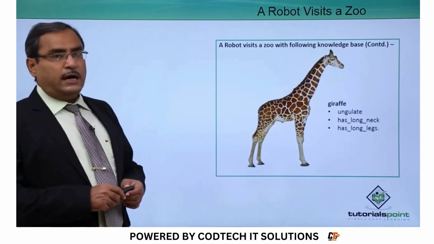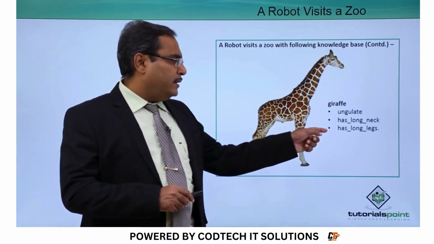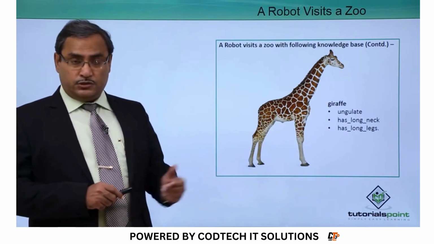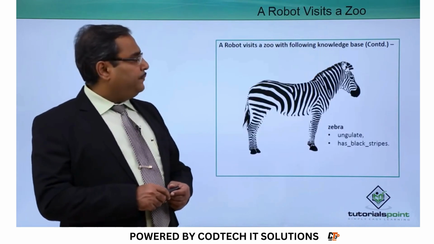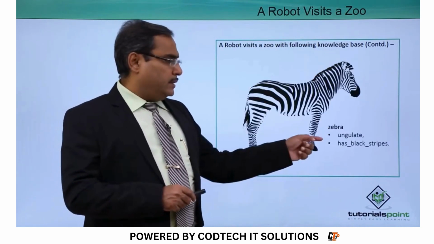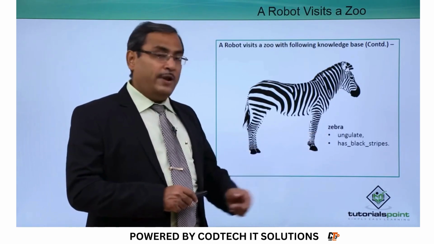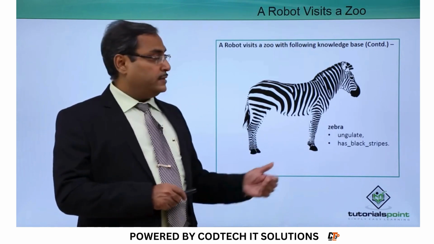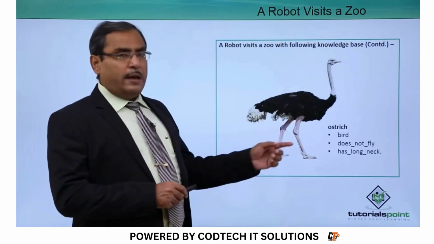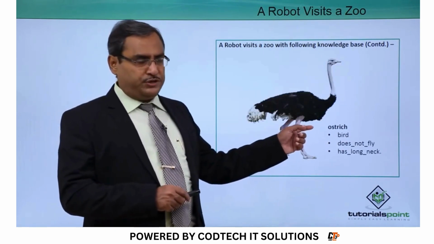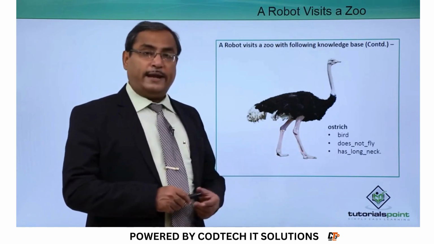Next one is a giraffe. It is an ungulate, has a long neck, has long legs. So this is our animal number 2, the giraffe. Let us go for the other 5. Next one is the zebra. The required knowledge base is that it is an ungulate and has black stripes, and obviously the zebra has black stripes on white. Next animal is the ostrich. It is a bird, does not fly and has a long neck.